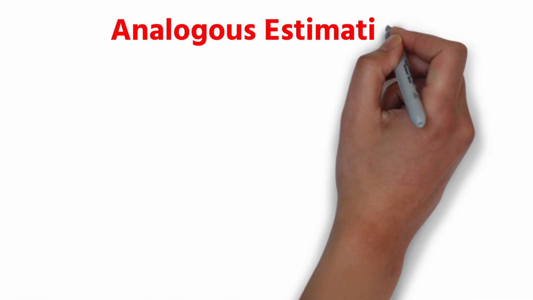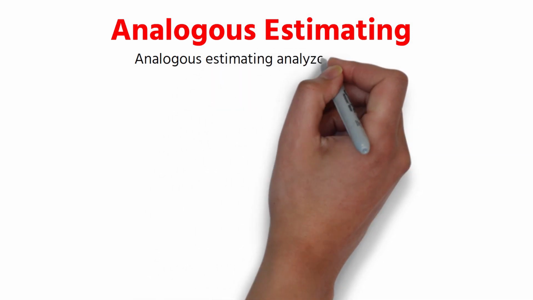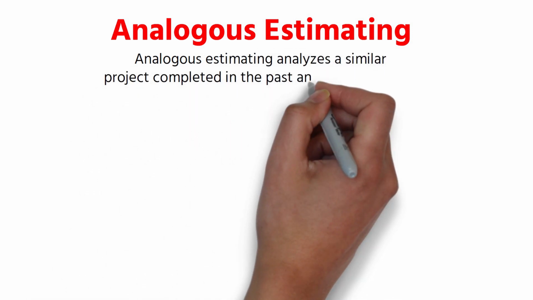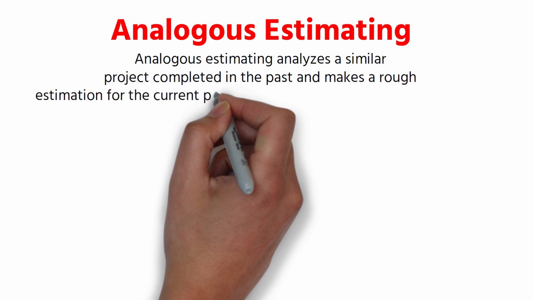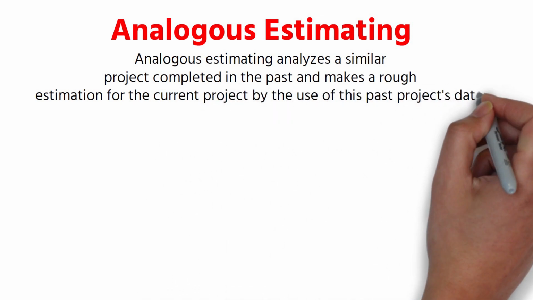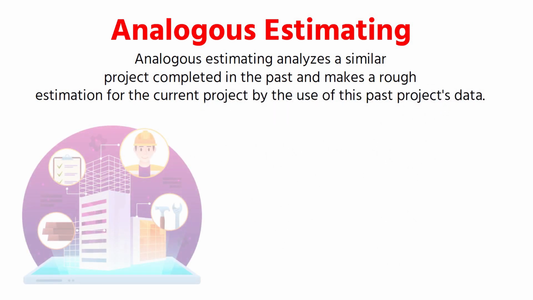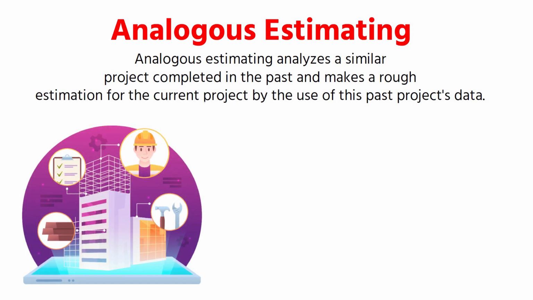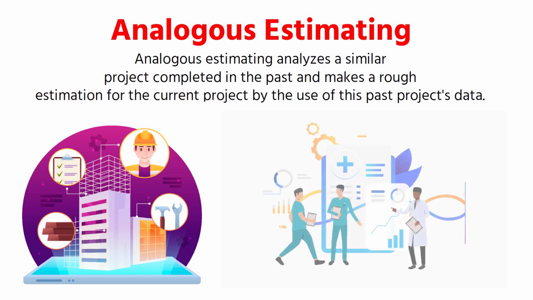Analogous estimating. Analogous estimating analyzes a similar project completed in the past and makes a rough estimation for the current project by the use of this past project's data. For instance, let's say you have to estimate the duration of a hospital construction project with the help of analogous estimating. In this case, you will use your previous hospital project's data such as task durations, milestones, and their relationships to determine the new project's activity durations.